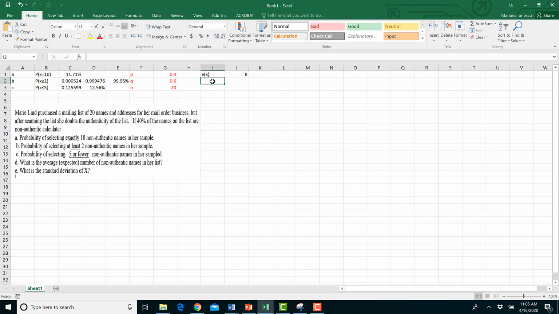If we are looking to calculate the standard deviation, it is the square root of the product between n, p and q. So I'm going in the formula bar, it will be n times p times q. I'll close my bracket, a power 1 divided by 2 to be square root of. So this is the standard deviation. So on a long run or in average, we expect to have 8 non-authentic names on the list, plus or minus 2.19.